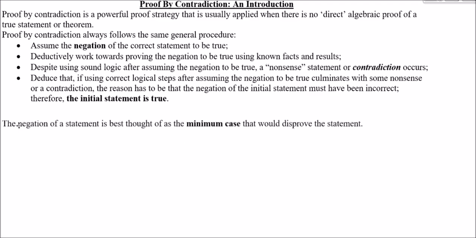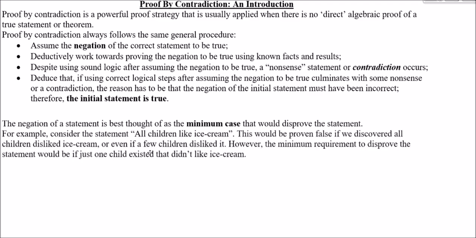So this negation thing, what is it? I did say I'd go back to it. Well, the negation of a statement is best thought of as the minimum requirement of a minimum case that would disprove the true statement. And it's very important to think of it as the minimum case only.